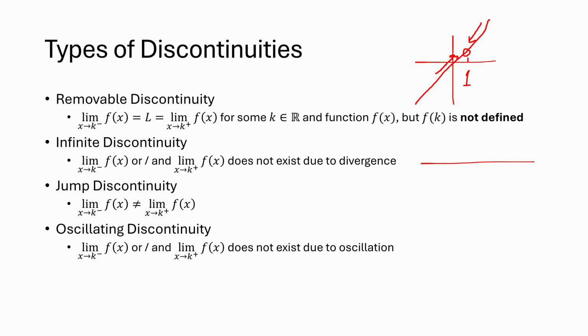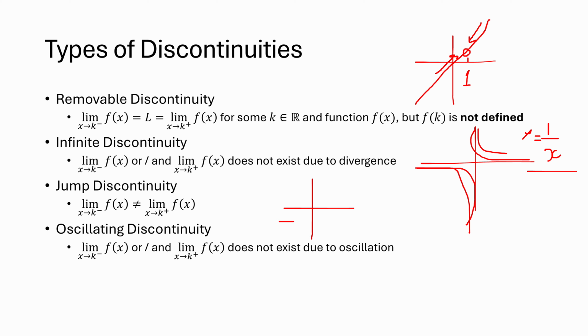Infinite discontinuity is when limit as x goes to k minus or limit as x goes to k plus of f of x does not exist due to divergence. So here, if you put y equals 1 over x, either way, limit as x goes to 0 minus of 1 over x or limit as x goes to 0 plus of f of x will not exist due to divergence. And basically, y equals 1 over x has an infinite discontinuity at x equals 0. So jump discontinuity is a break that I mentioned in the last slide.